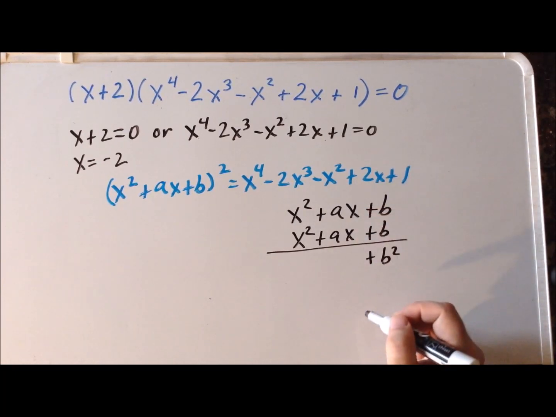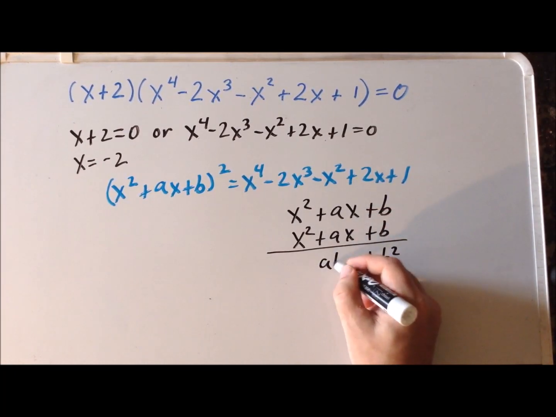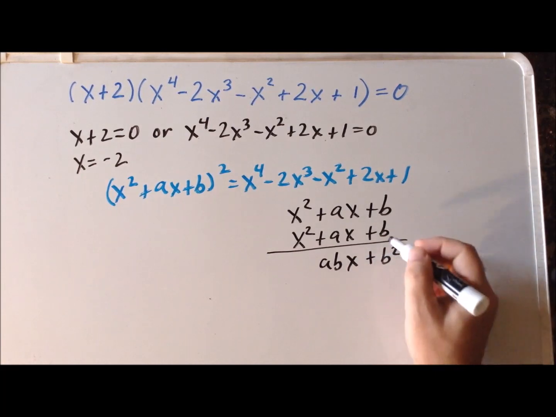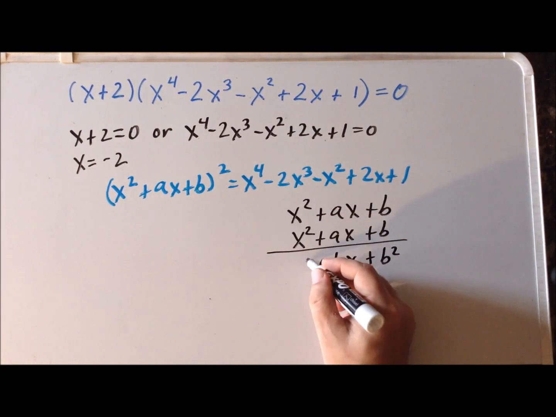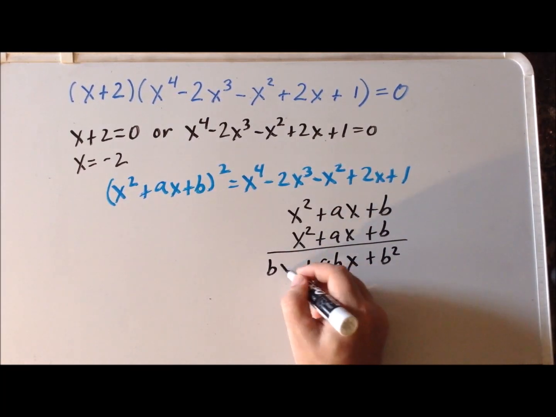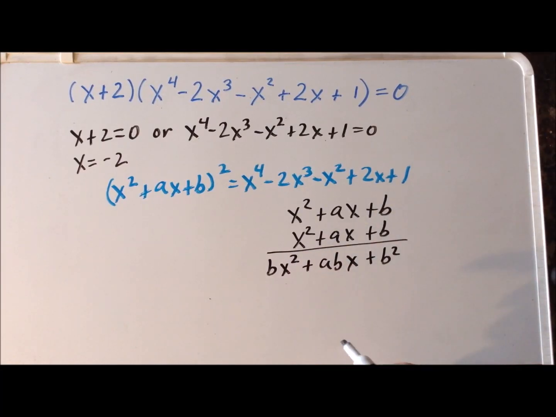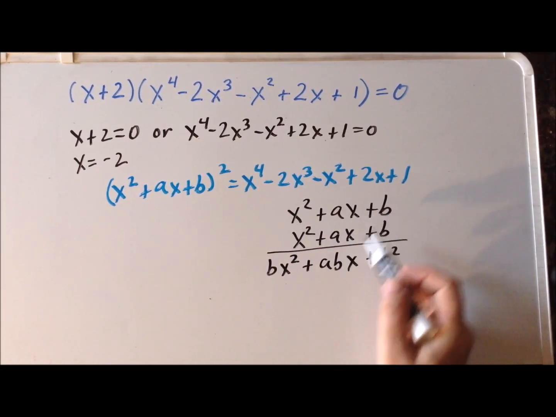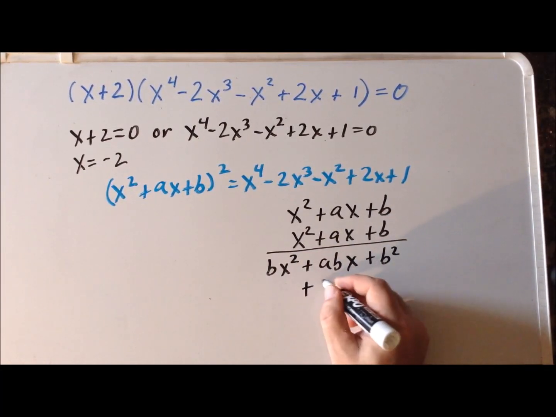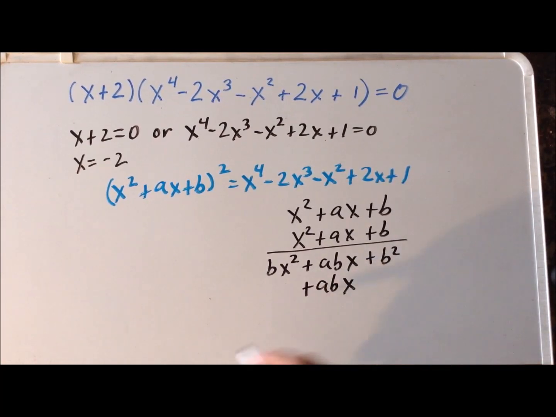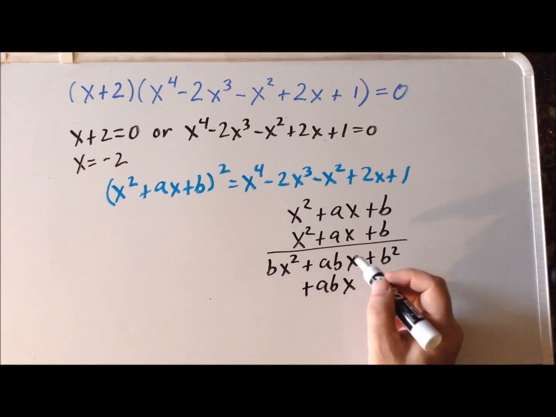B times ax is abx. We'll just write it that way. B times x squared is bx squared. Now we multiply ax times b, which is again plus abx. And we're making sure we line up corresponding powers of x to make things easy for ourselves.